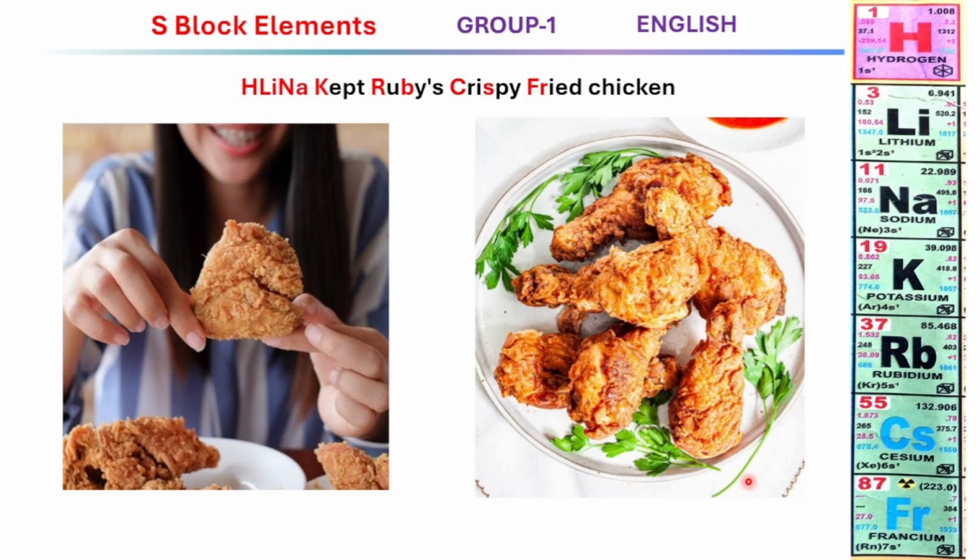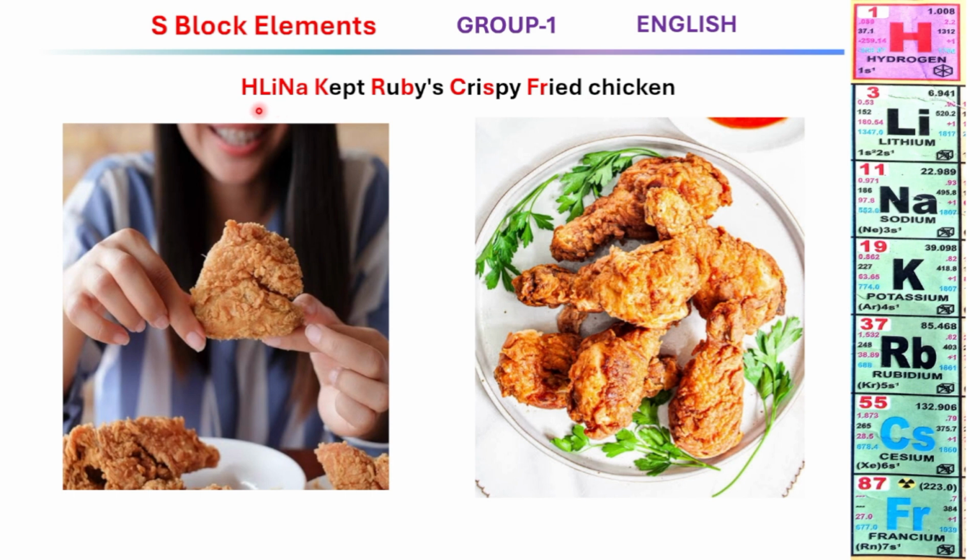So what did Helena do? Helena kept her portion of chicken so that she can come back and eat, because they are very close friends, right? So that's why you can remember that Helena kept Ruby's crispy fried chicken. Ruby was missing, she was coming late, so Helena kept her portion of chicken. So that's why you can remember Helena kept Ruby's crispy fried chicken.